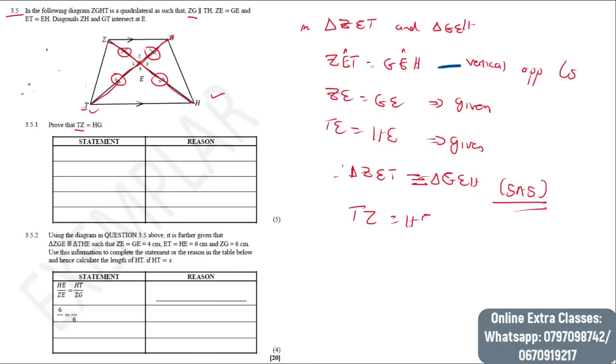equal to HG, and these are corresponding sides of a similar triangle. Corresponding sides of similar triangles. Okay, and that's our answer for question 3.5.1. And then next we will move to 3.5.2.